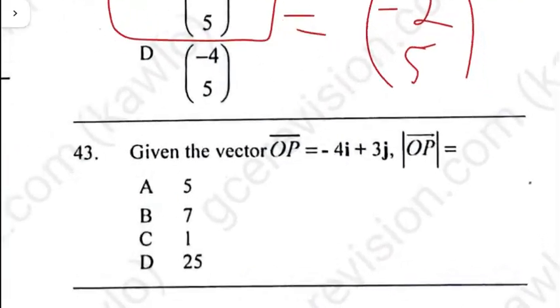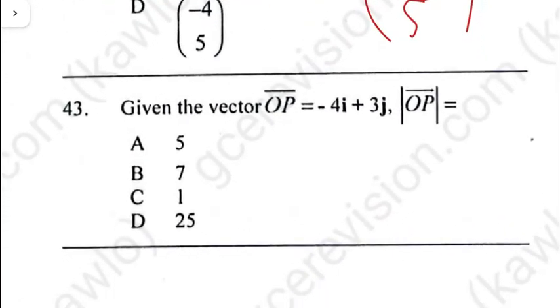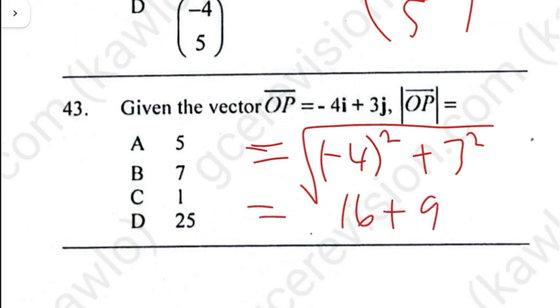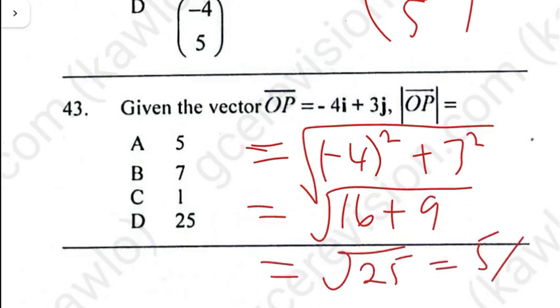Question 43. Given the vector OP equals negative 4i plus 3j, what is the magnitude or modulus of this vector? The modulus will be the square root of the sum of squares of the components. So this is the square root of negative 4 squared plus 3 squared. Negative 4 squared is 16, 3 squared is 9. This gives us the square root of 25, which is 5. So the key here is A.